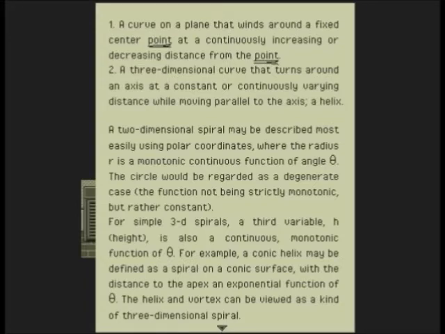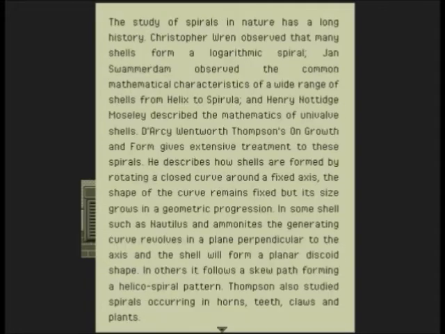I don't even know what that is. A circle would be regarded as a degenerate case, the function not being strictly monotonic, but rather constant. For simple 3D spirals, a third variable, height, is also a continuous monotonic function of whatever that is supposed to be. For example, a conic helix may be defined as a spiral on a conic surface, with the distance to the apex an exponential function of that. The helix and vortex can be viewed as a kind of three-dimensional spiral.